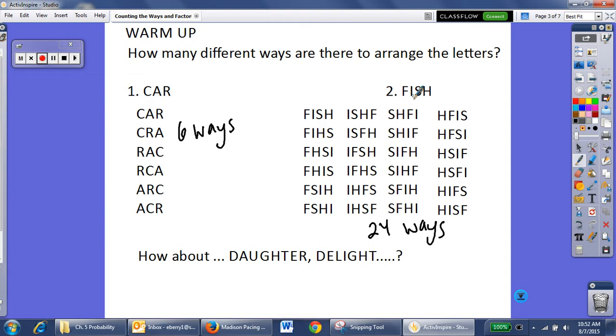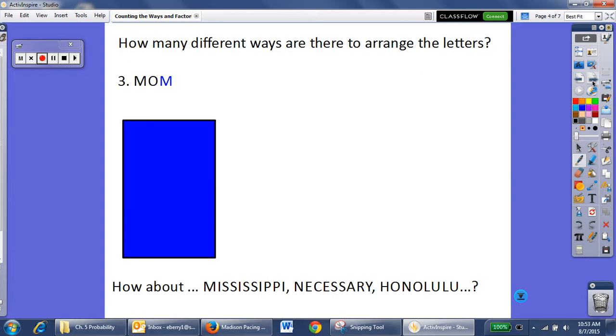So you can see as the number of letters, as the word gets longer, there's more ways to arrange the word. So you can imagine trying to do daughter and delight. This would probably take us a very long time to write out all the possibilities of arranging those letters. So as you're thinking about this, you should be thinking of any shortcuts we might see between how many letters there are in the word, and then how many ways to arrange it. Let's go ahead and do the next example.